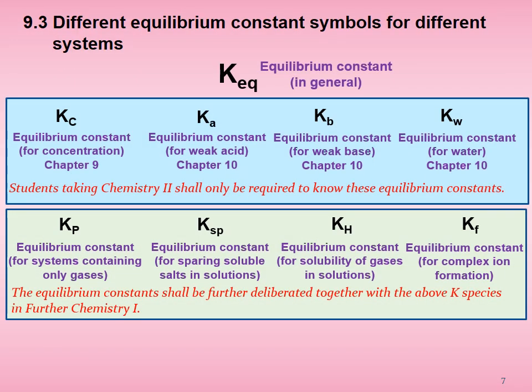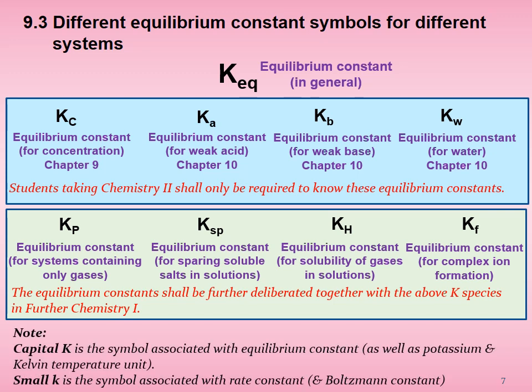There are different equilibrium constant symbols for different systems. Kc is the equilibrium constant for concentration. We will encounter other equilibrium constants, Ka, Kb, and Kw for weak acid, weak base, and water respectively in the next chapter. Other equilibrium constants such as Kp, Ksp, Kh, and Kf will be covered in another module, Further Chemistry 1, but only some of you will take this module.